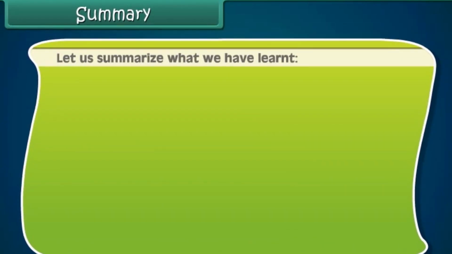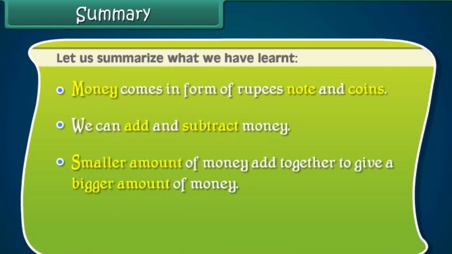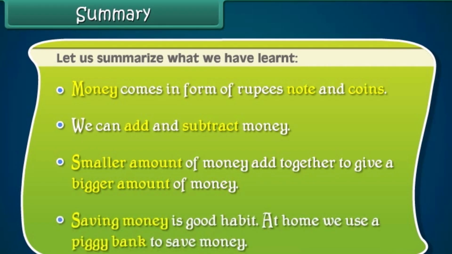Let us summarize what we have learnt. Money comes in the form of rupees notes and coins. We can add and subtract money. Smaller amounts of money add together to give a bigger amount of money. Saving money is a good habit. At home, we use a piggy bank to save money.